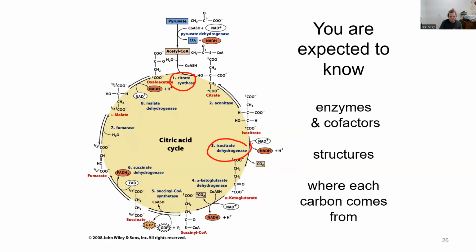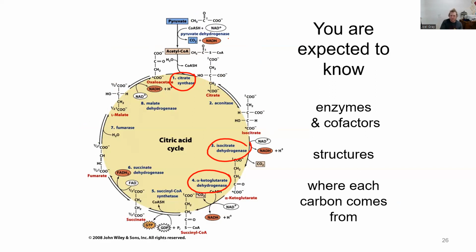Isocitrate dehydrogenase, irreversible. And alpha-ketoglutarate dehydrogenase, also irreversible. So we have a total of 3 steps, 1, 3, and 4. What's happening at each one of those steps? I think that's an important question to ask yourself.